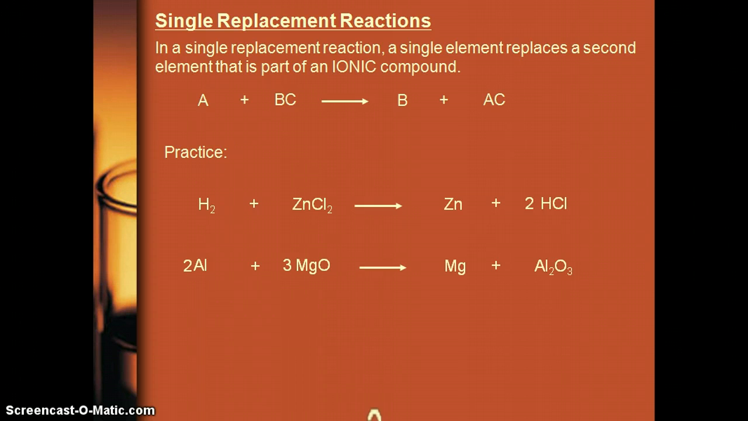Okay. And so of course, balancing our equations, you count, compare, change, and check, and your end result should be 2 aluminum plus 3 magnesium oxide is equal to 3 magnesium and 1 aluminum oxide.